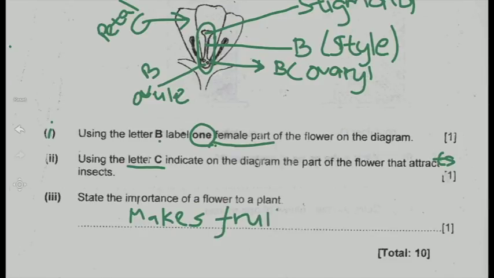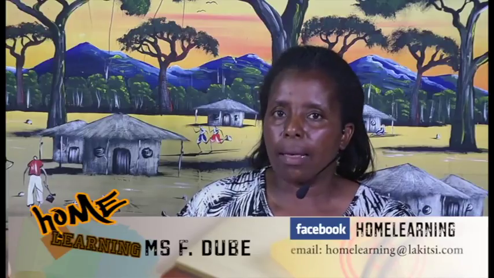Because there is a flower, there must be pollination. After pollination, there must be fertilization. After fertilization, an embryo is formed, seeds are formed, then we have some fruits from a flower. Because of the agents of pollination, which are the insects and wind. So that is why flowers are important in a plant.